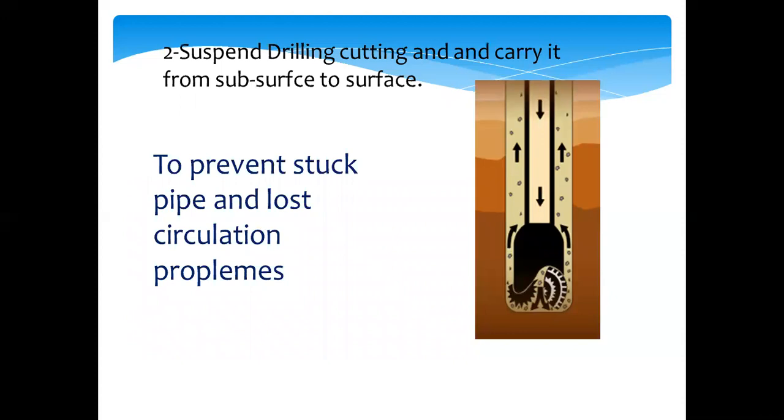Number two, to suspend drilling cuttings and carry them from subsurface to surface to prevent stuck pipe and lost circulation problems. During drilling operations, the drilling cuttings that are generated from the drilling bit must be suspended and removed from subsurface to surface, because if that doesn't happen, these cuttings will settle on the bit and on the BHA, and that will make problems such as stuck pipe and lost circulation.